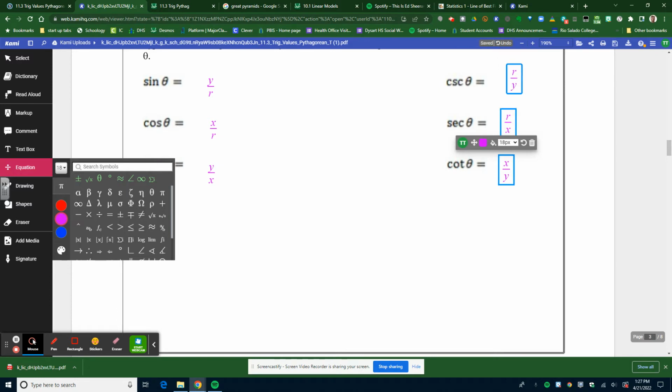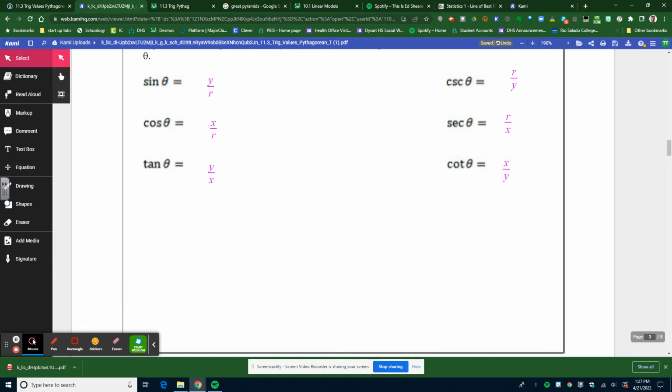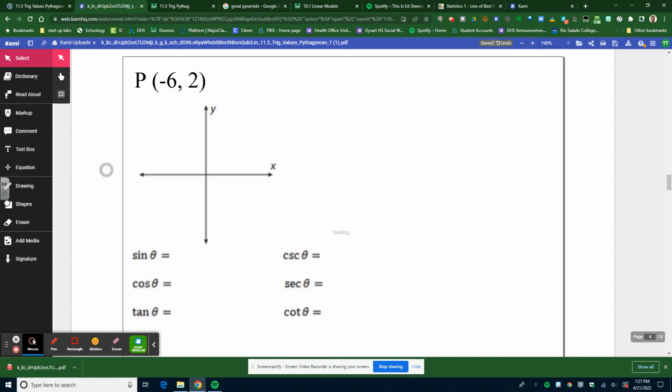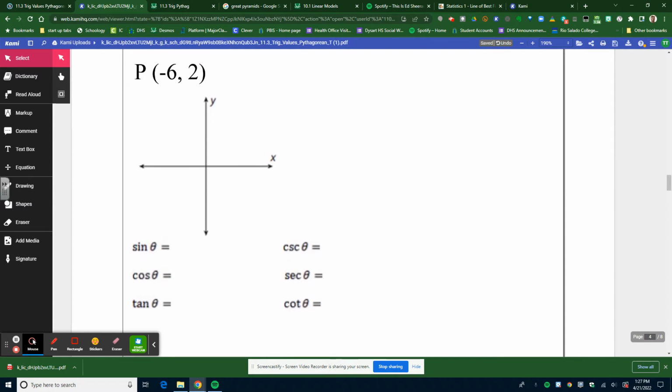Okay, we're going to use those from now on instead of OPP, ADJ, and HYP when we are graphing on a set of axes. All right. So using that idea, let's see what you can do on your own with this one. Okay. So find the sine, cosine, and tangent, cosecant, secant, cotangent. But the first thing you're going to find is that hypotenuse.